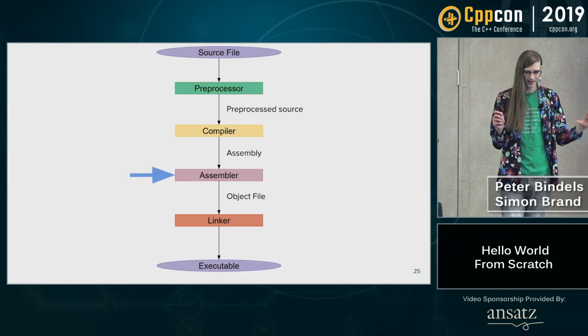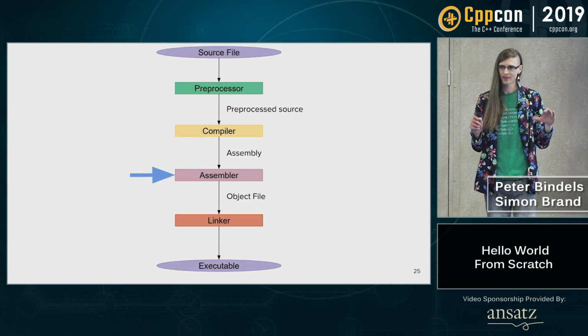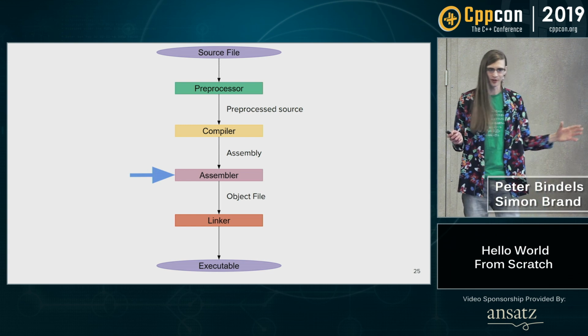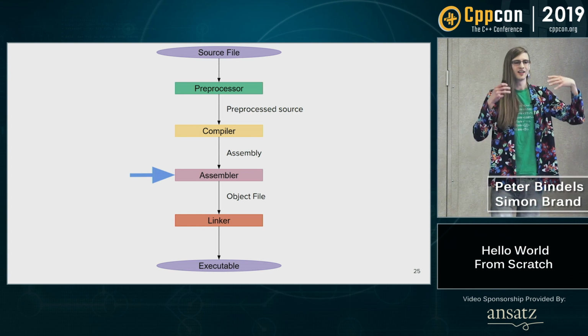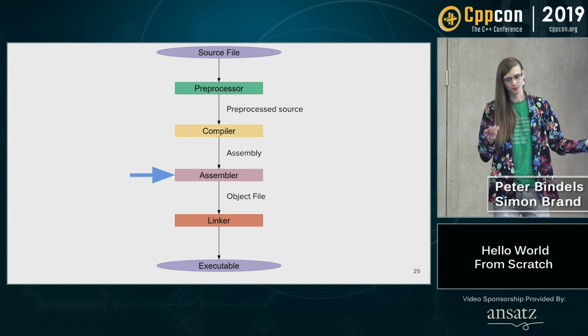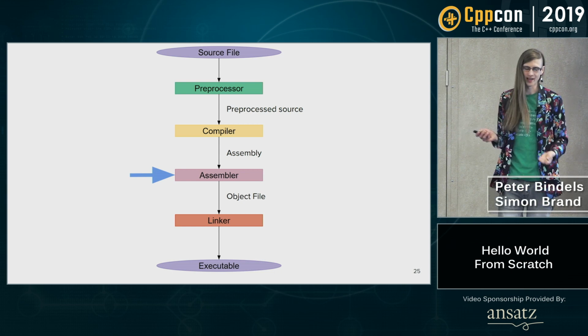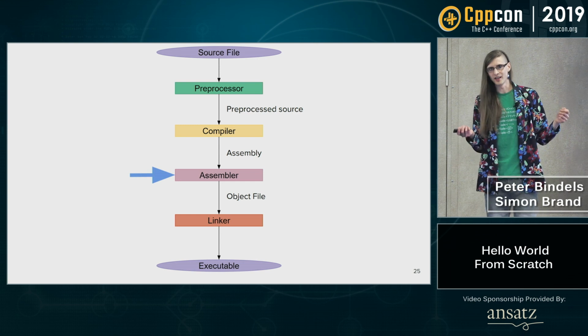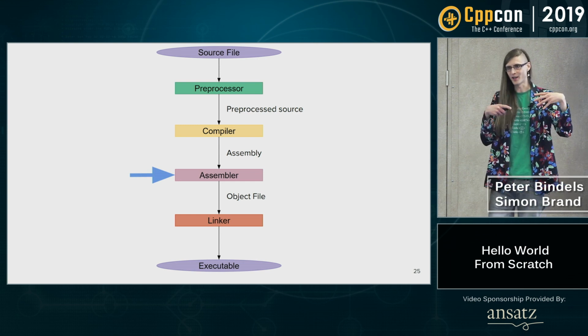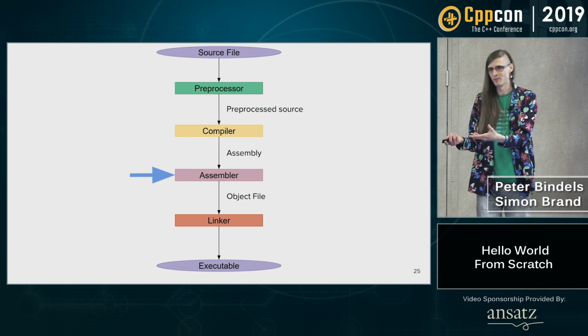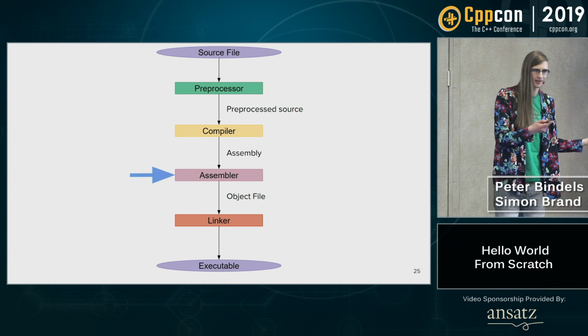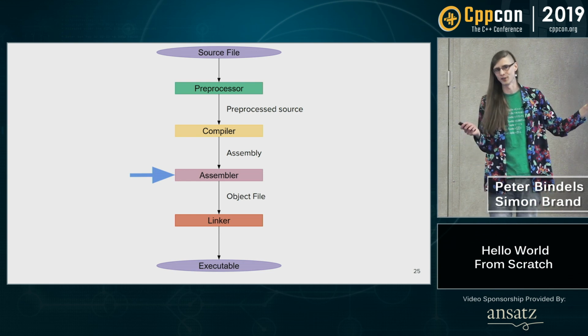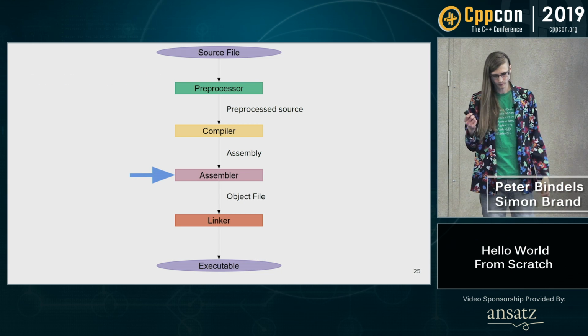Okay. So going on to the assembler, we have now, through some magic which we're going to explain later, translated our preprocessed source into our assembly. And now we need to produce an object file from this. Now, some compilers will merge these steps and not output assembly. They'll just output object code directly. But this helps in understanding, so we're going to do it this way.